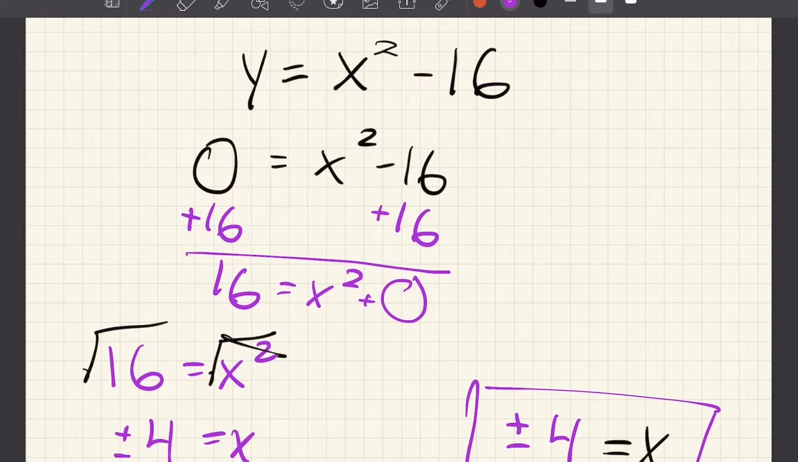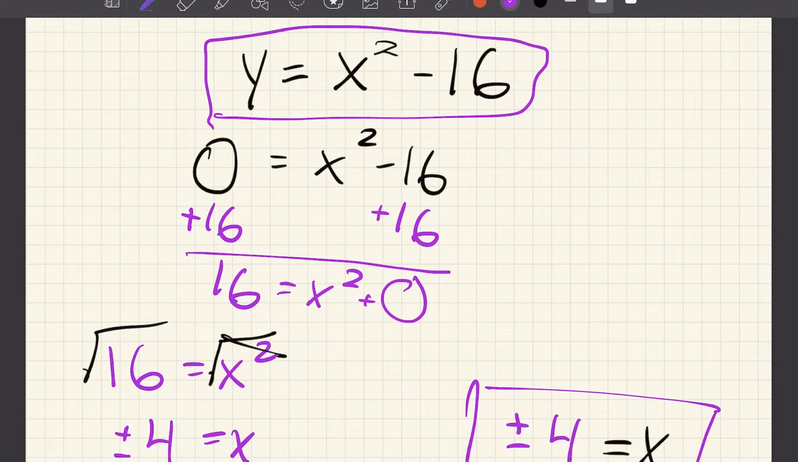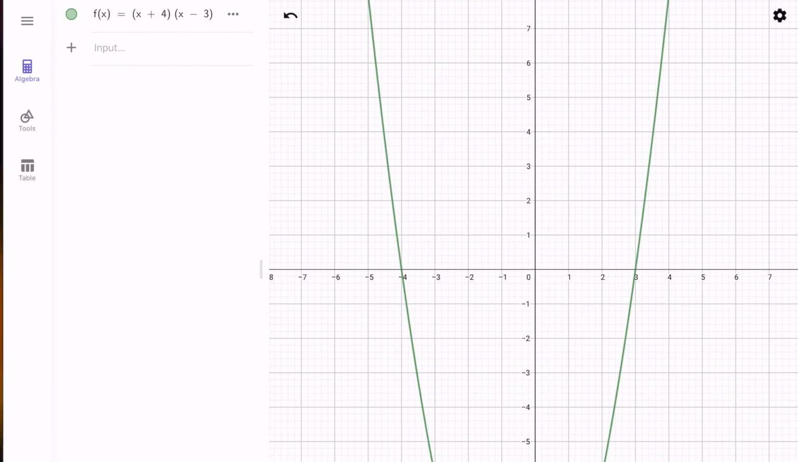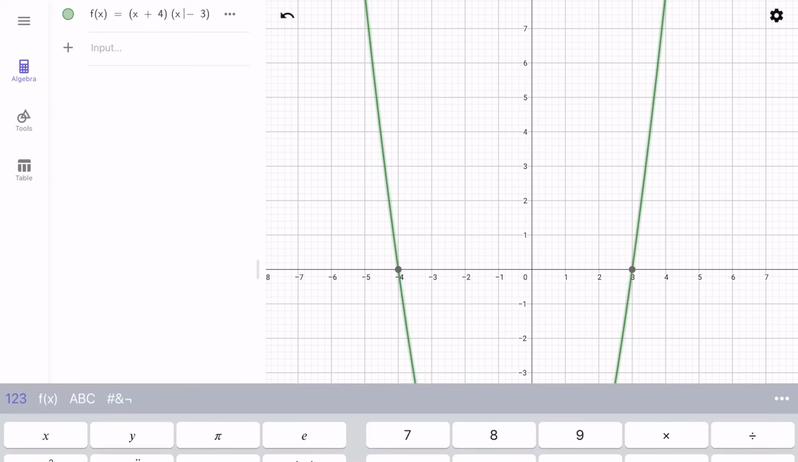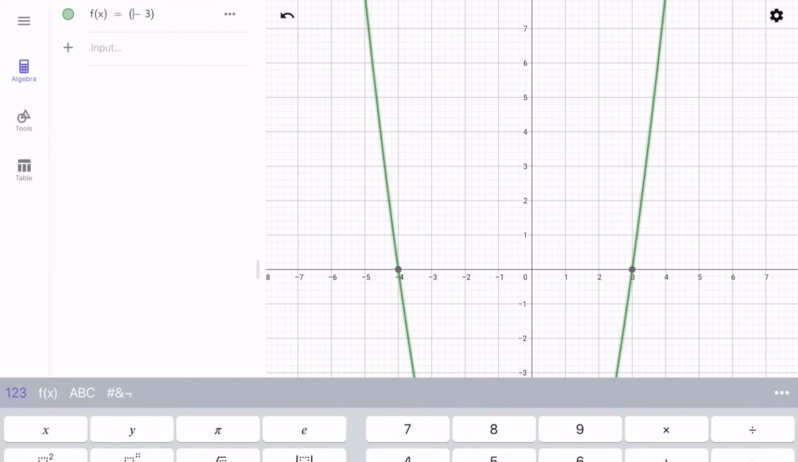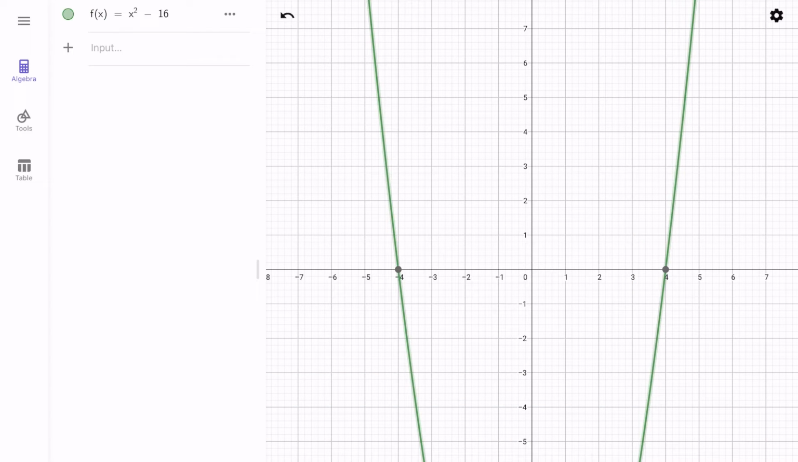And if you want to see what this parabola looks like, go ahead and plug it into GeoGebra. x squared minus 16. There you go. It was just x squared minus 16, I think. Cool. And I don't know why our blue graph is still there. I mean our green graph. Okay, it went away. There we go.